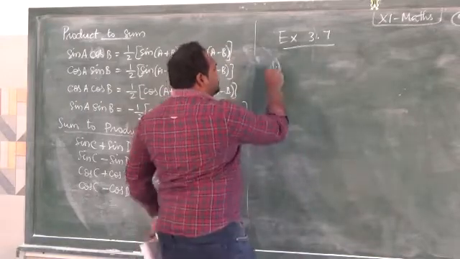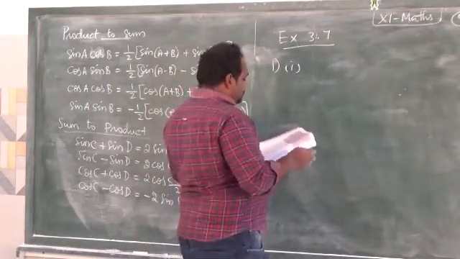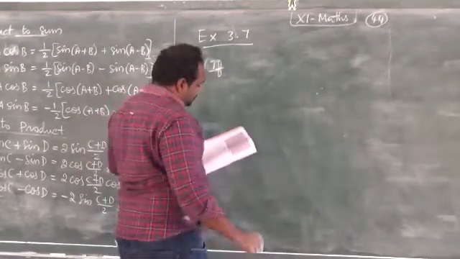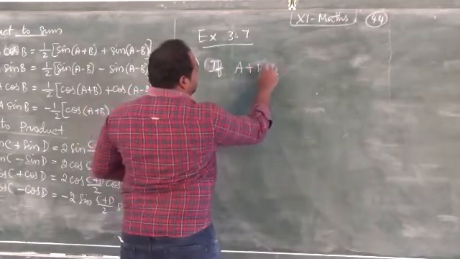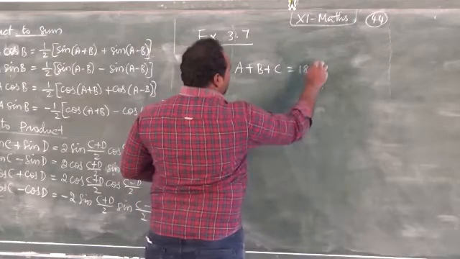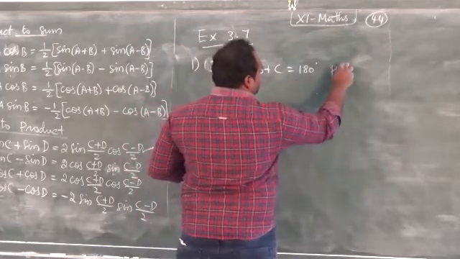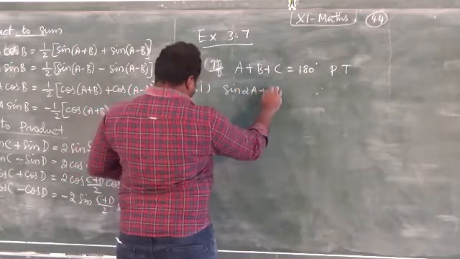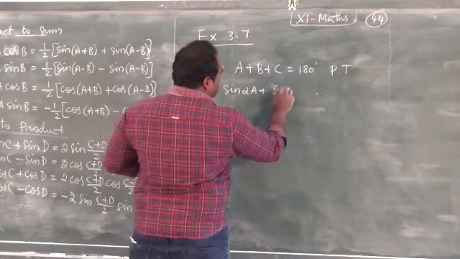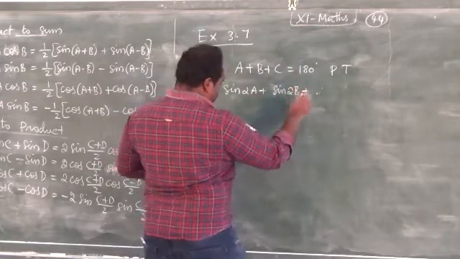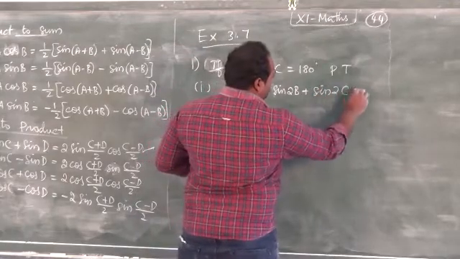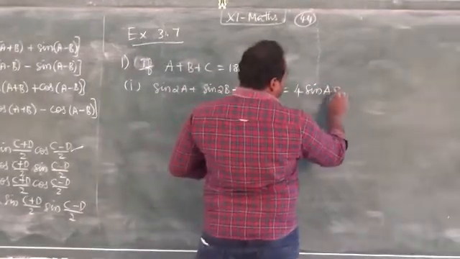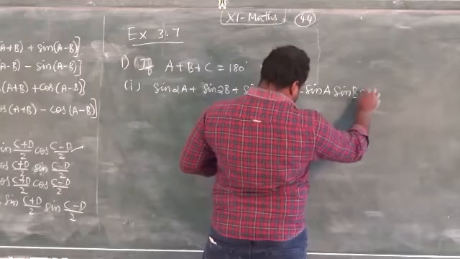Here, first problem, we can see the first subdivision. Before that, the condition is given in the question: if A plus B plus C equal to 180 degrees, prove that sin 2A plus sin 2B plus sin 2C equal to 4 sin A sin B sin C.